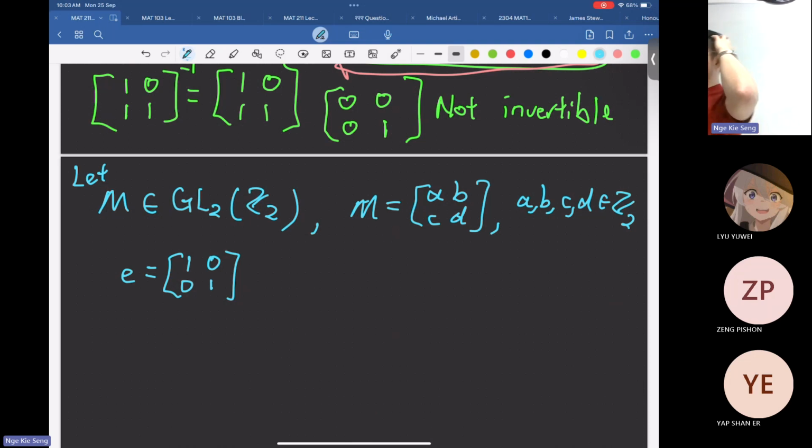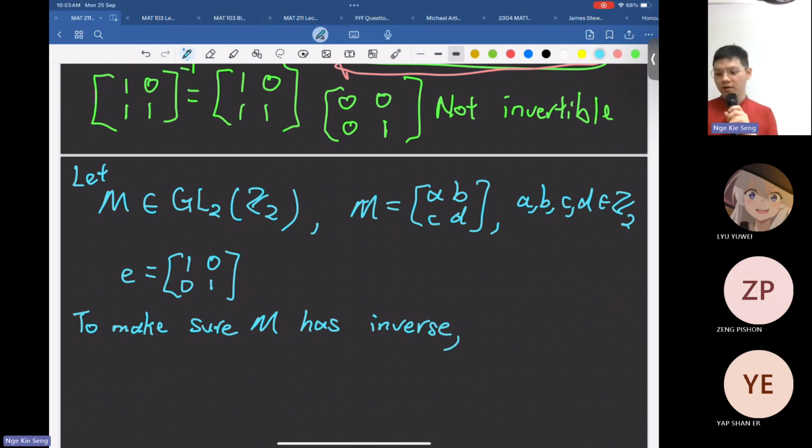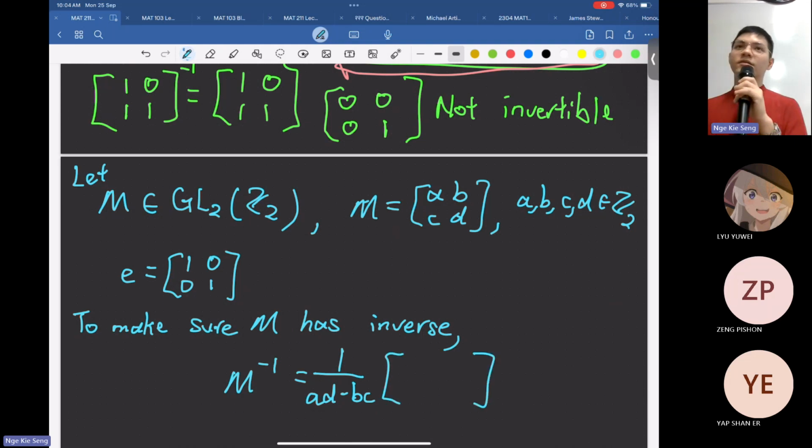Now we are going to do abstract stuff. In a group, what's the definition? Inverse must exist for every element. In particular, this M must have an inverse. So to make sure M has an inverse, what do we need to do? This is a 2 by 2 matrix, right? Do you know how to find the inverse of a 2 by 2 matrix? What's the formula? Multiply by 1 over the determinant AD minus BC. And the matrix becomes: A and D swap, and B and C get a minus.